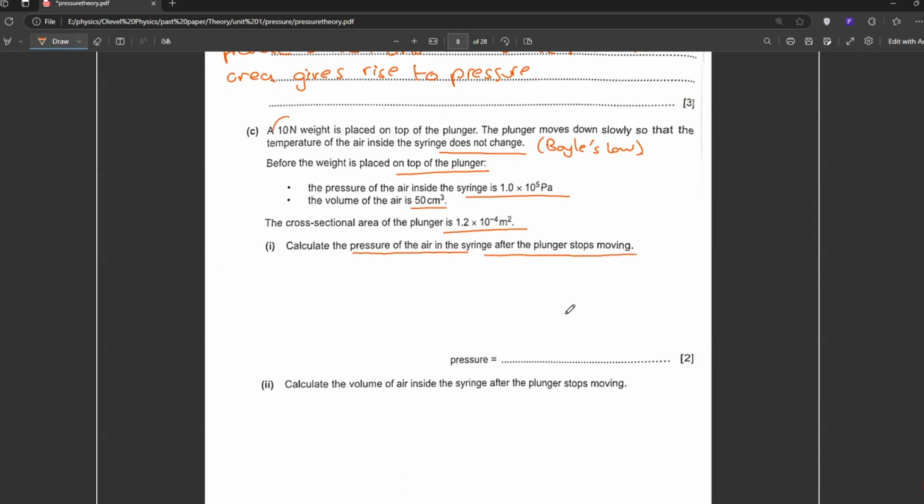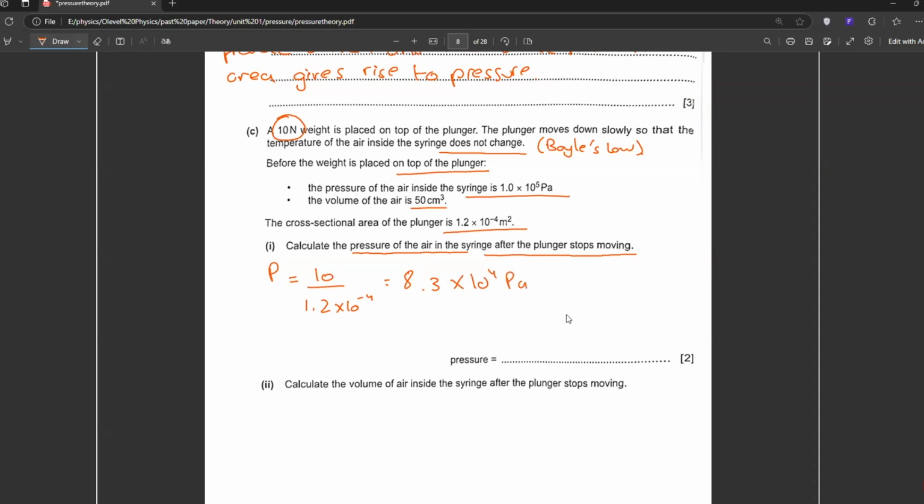So, first of all, due to this 10 Newton weight, what will be the excess pressure? Force over area. Force is 10. Area is 1.2 into 10 raised to the power of minus 4. Let's calculate this pressure. 10 divided by 1.2 into 10 raised to the power of minus 4. This pressure comes out to be 8.3 into 10 raised to the power of 4 pascals. This is your excess pressure due to the weight.